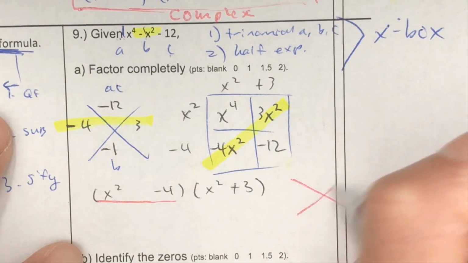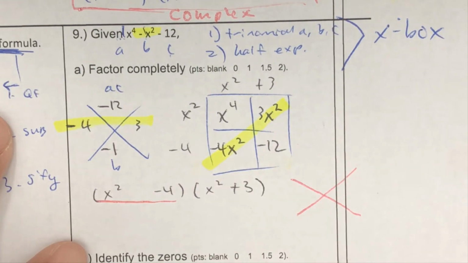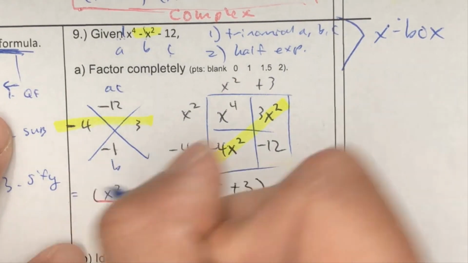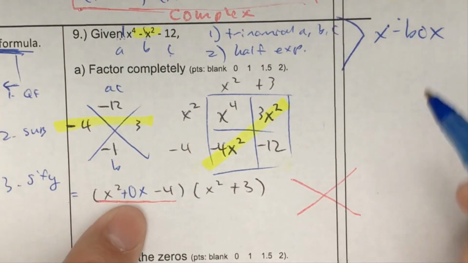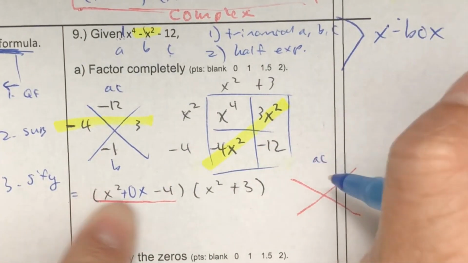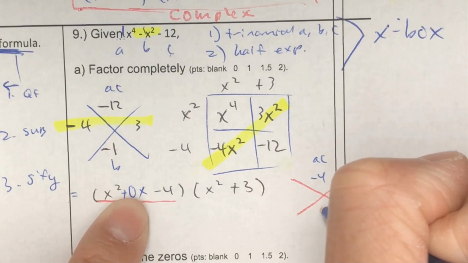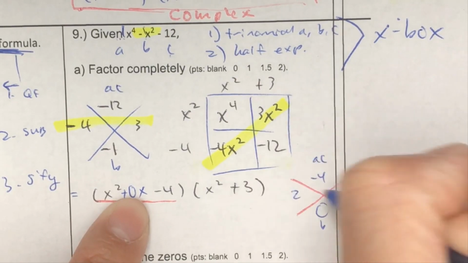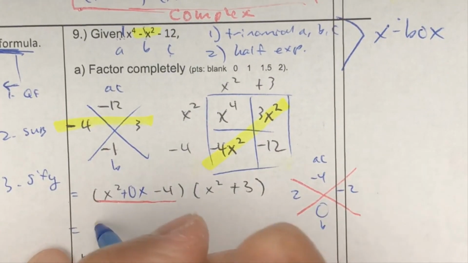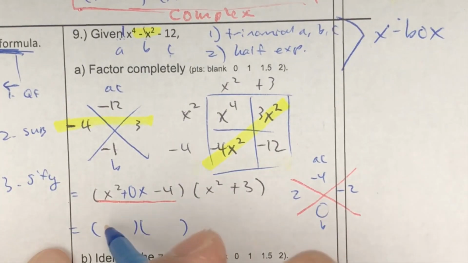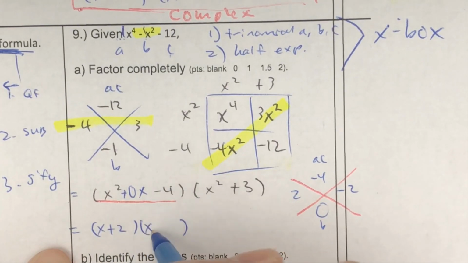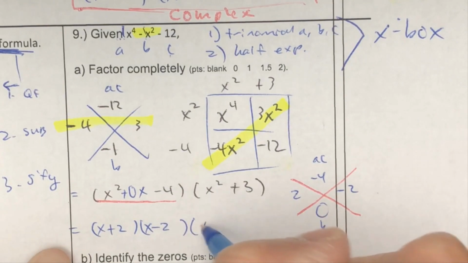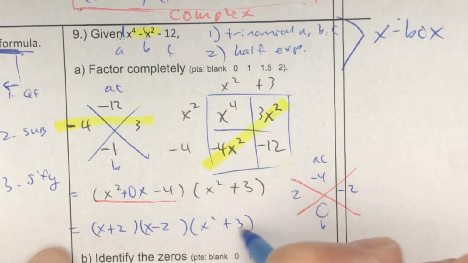And that's why I drew a kind of big space right there. If you had put a 0x here, you would have gone A times C is -4, your B value is 0, and your two numbers are 2 and -2. So to factor the red, it would be x plus 2, x minus 2. And then this one would just be x squared +3.